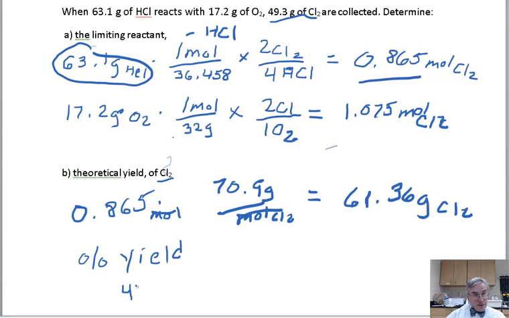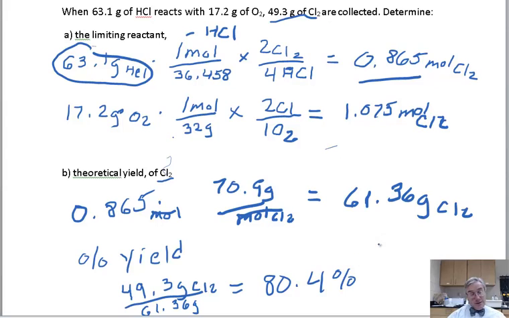So I'm going to take 49.3 grams of Cl2, and I'm going to put the theoretical yield in the denominator. That's 61.36 grams, and that will give me 80.4 for my percent yield. So the answer would have been 0.804, and I just converted that to a percentage to get 80.4 on the percent yield. So that's basically how you do a standard stoichiometry problem.